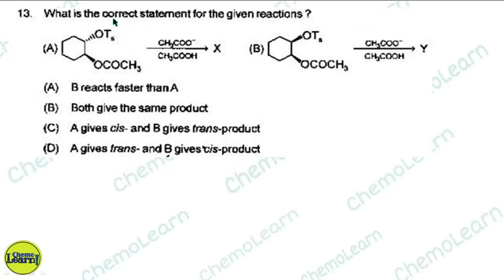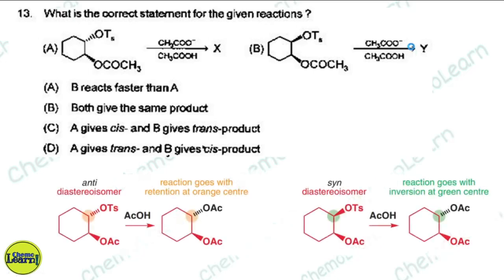Next is, what is the correct statement for the given reactions? We are given with substituted cyclohexane, CH3COO minus and CH3COOH. We have to find out X and Y. So, see, in the first option, the substituents are at anti position. This is our anti diastereomer. So, upon treatment with AcOH, we are getting again anti product. Okay. So, here retention of configuration takes place.